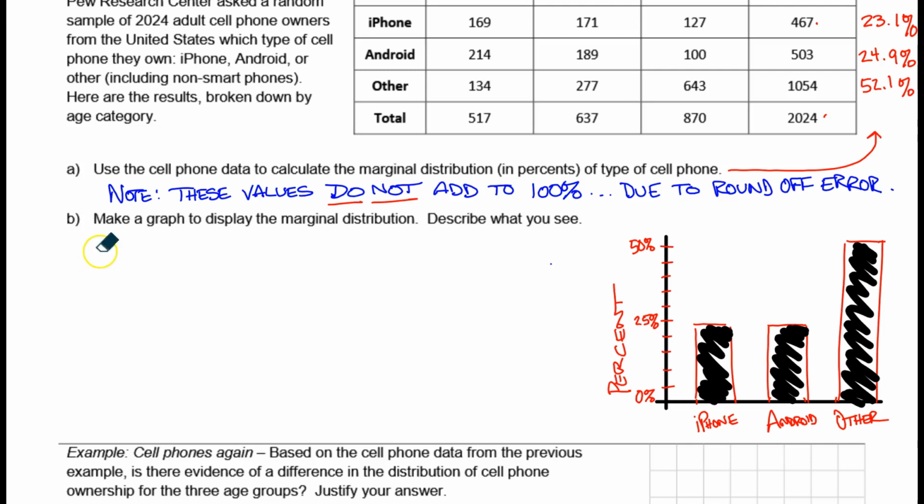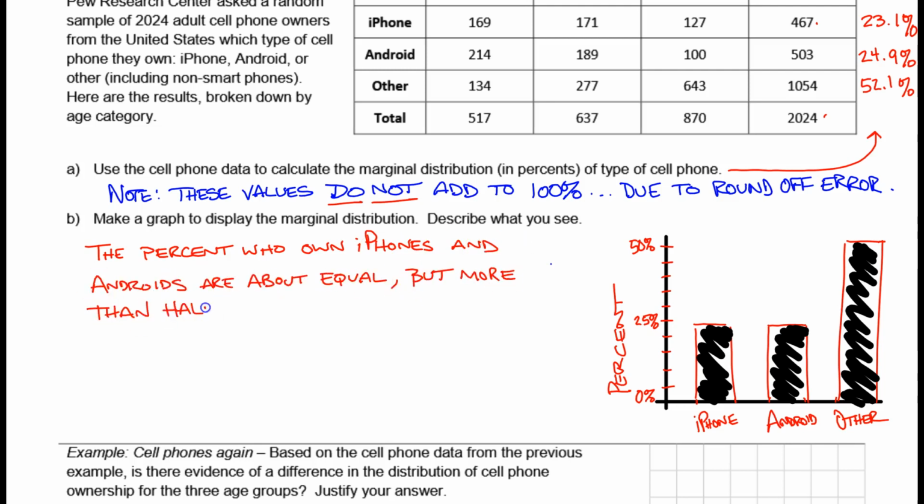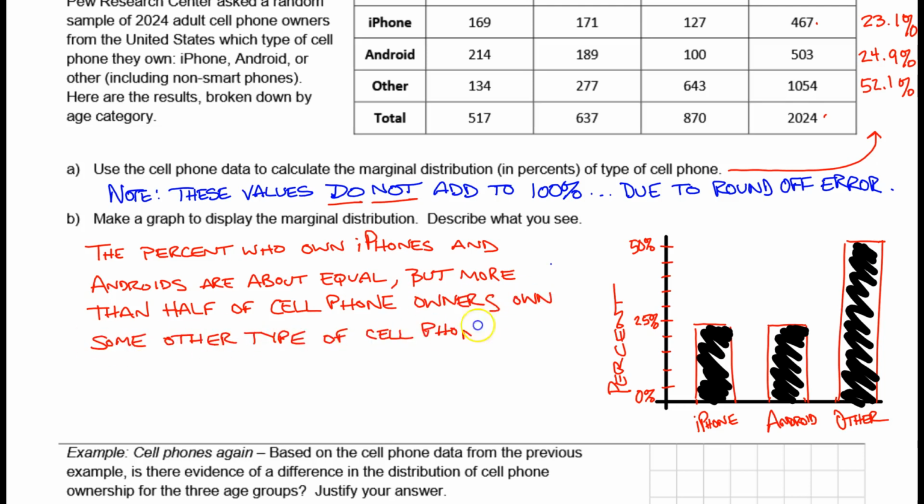First observation I make is the following. My conclusion there is that the percent who own iPhones and Androids are about equal. We can see that they're right in there around that 25%, 23.1 and 24.9. And then more than half of cell phone owners own some other type of cell phone. And I think that's worth discussing.